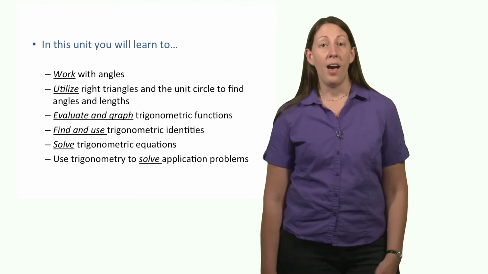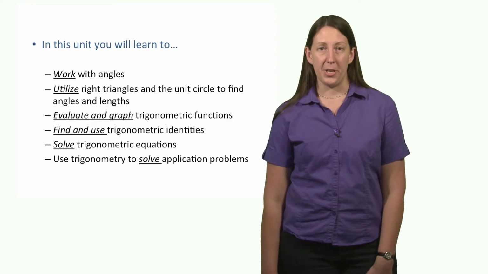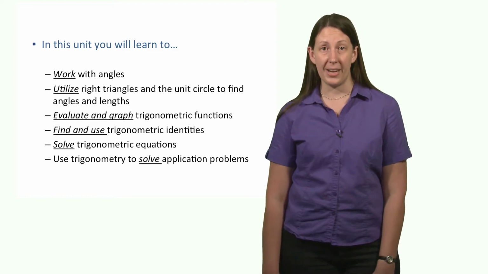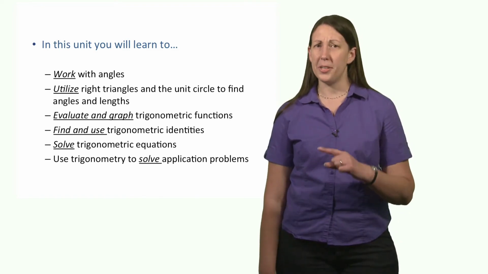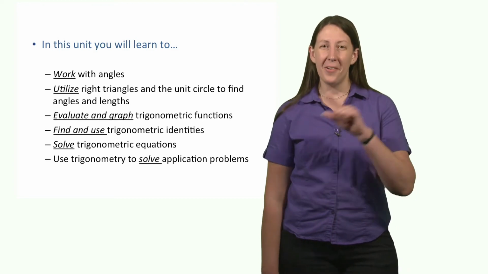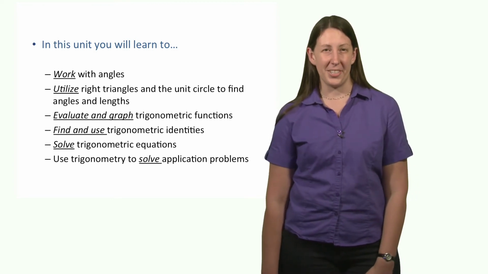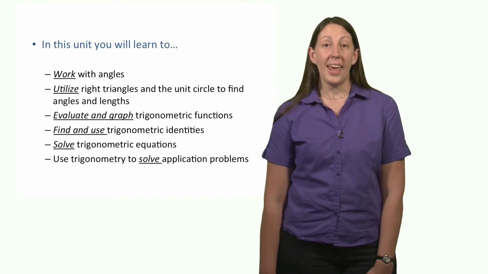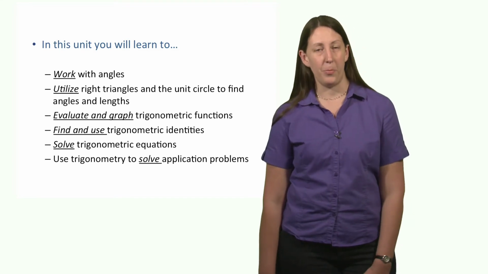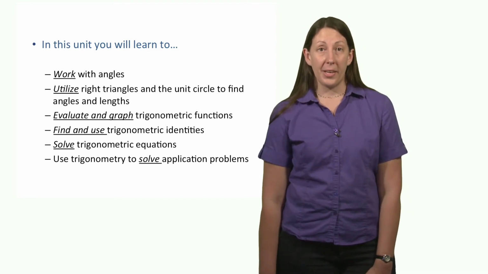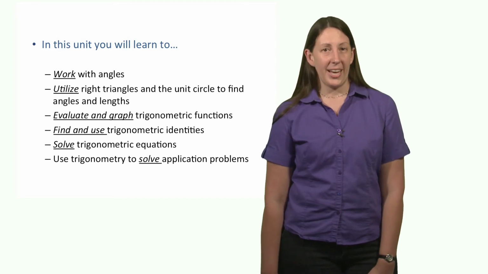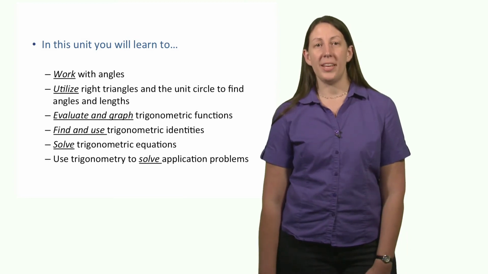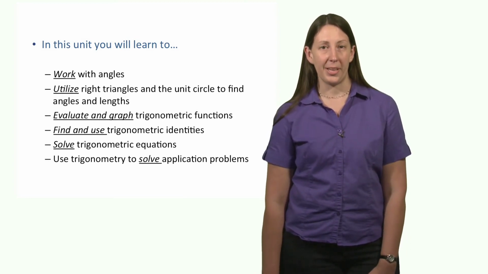In this unit, you're going to learn several things about trigonometric functions. First of all, you're going to learn how to work with angles, convert back and forth between degrees and radians, and figure out which angle you are talking about. Do you want the smaller acute angle or the larger obtuse angle when you're drawing these pictures? You'll also learn how to utilize right triangles and the unit circle to find angles and lengths in triangles and points on the circle. Finally, you're going to evaluate and graph trig functions and use those trig identities that we talked about. You'll solve trig equations, and most importantly, you'll learn to use trigonometry to solve real-world applications.